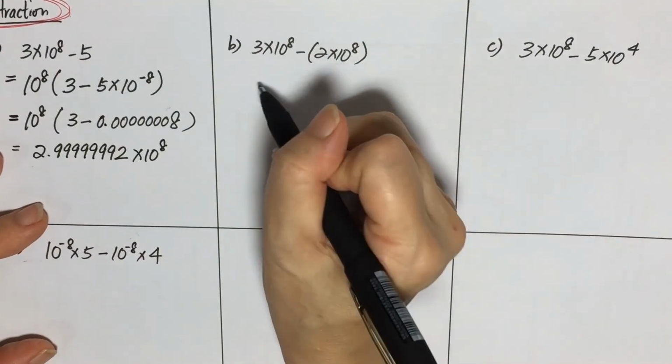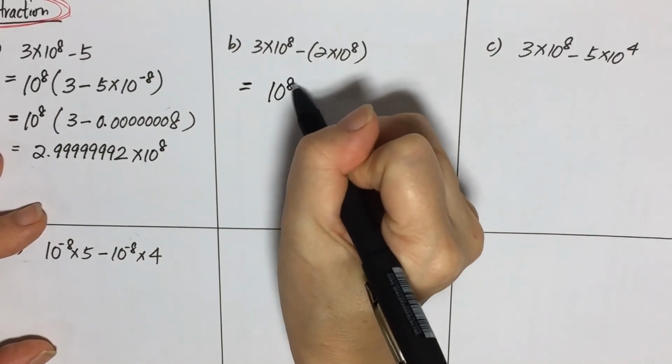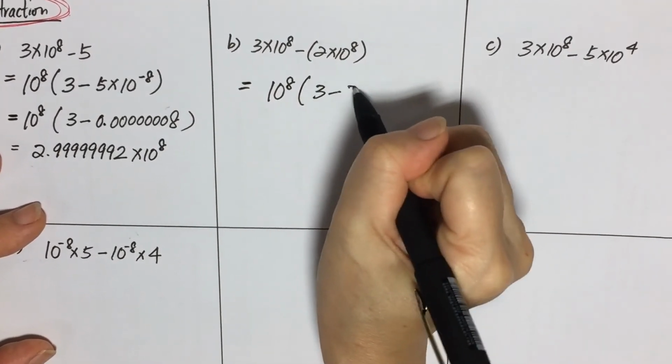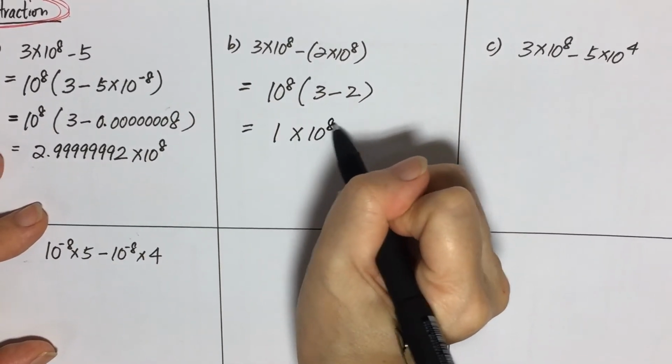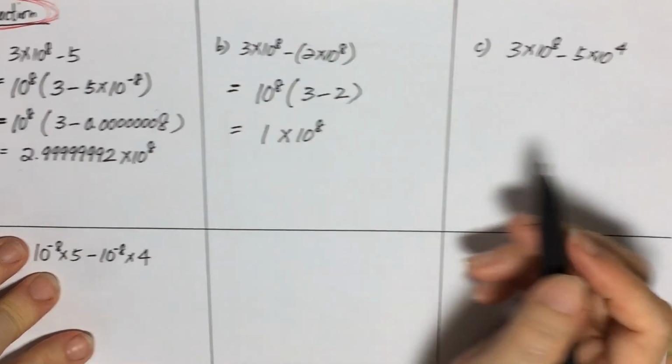Okay, next one, this is easy. 10 to the power of 8 is a common factor, so 3 minus 2. So 3 minus 2 is 1. So 1 times 10 to the power of 8. So this is standard form.